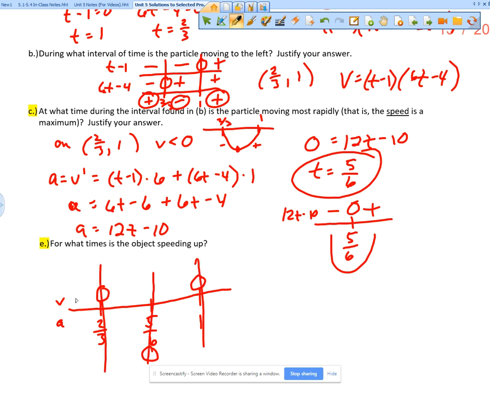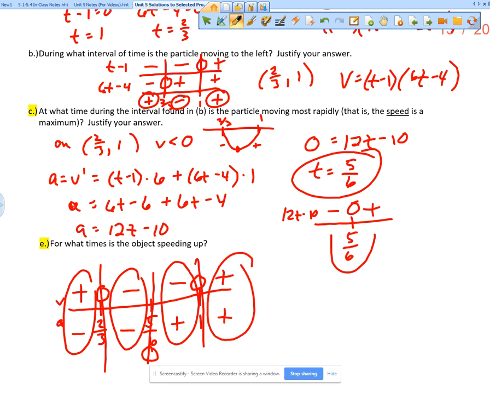All right. And so now velocity, remember, was positive to the left of 2/3, and then negative in between 2/3 and 1, and then positive to the right. Okay, acceleration was negative to the left of 5/6 and positive to the right of 5/6. All right, so now we match up velocity and acceleration.